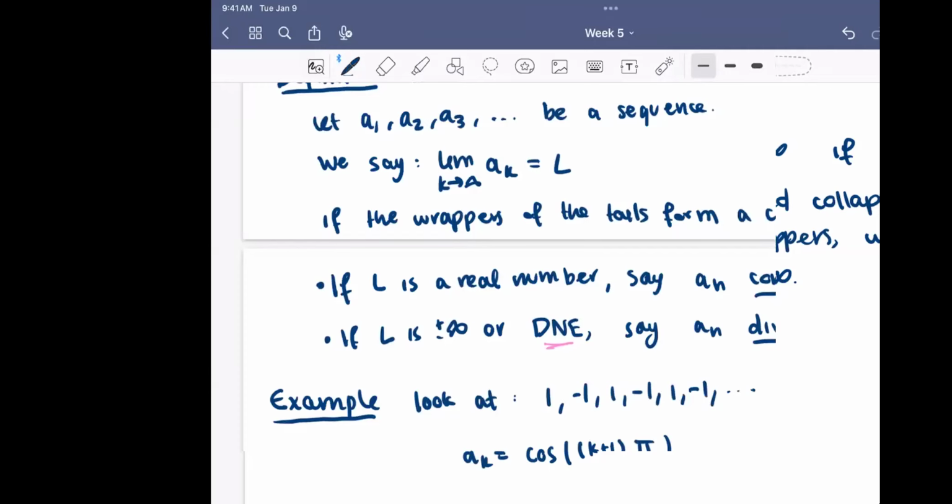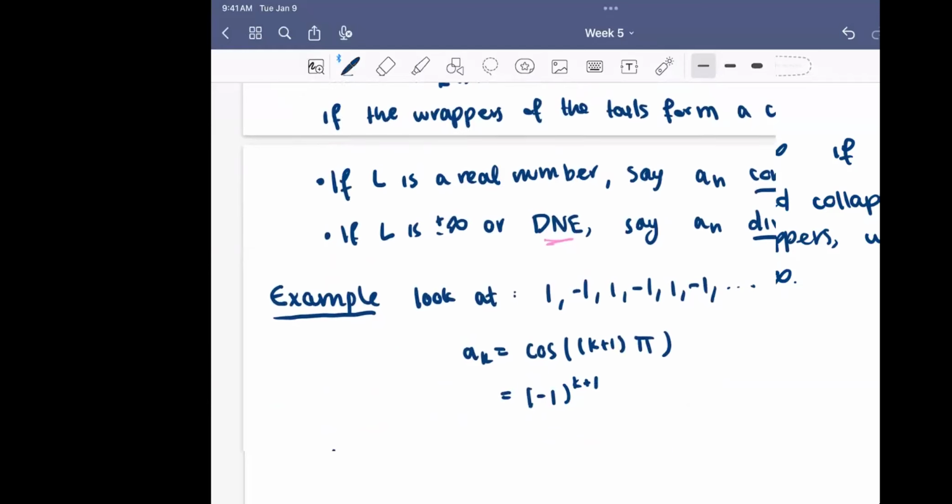So let's think about this for a second. The first one would be -1 squared, which gives me 1. The second one would be -1 cubed, which is -1, and so on. So it'll just bounce back and forth between 1 and -1. Okay, so let's decide if this converges or diverges. We need to look at the tails and then take their wrappers.